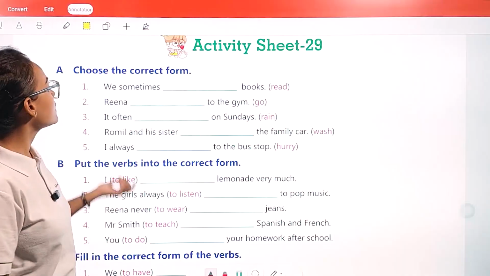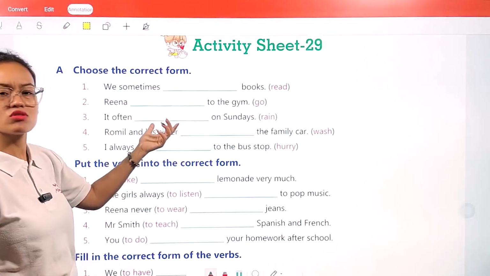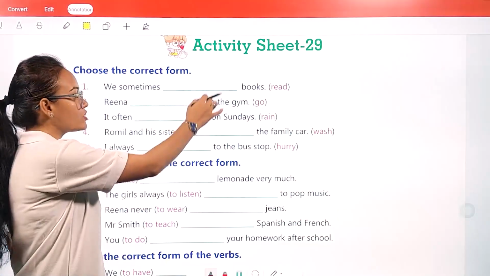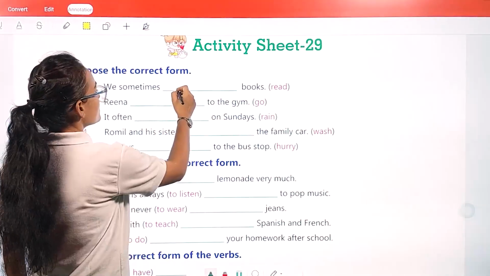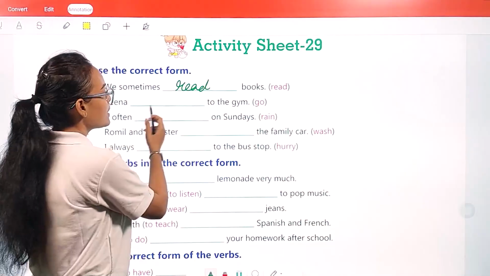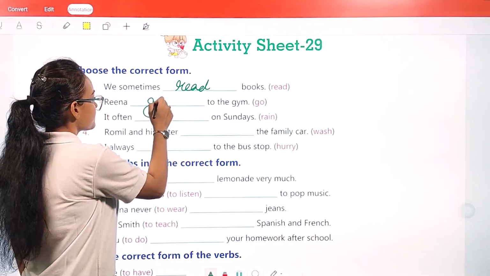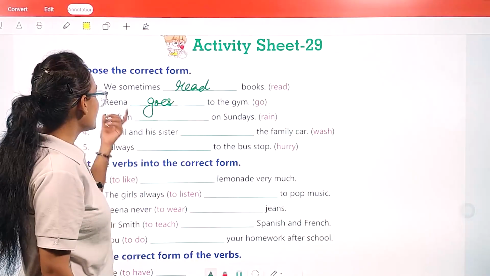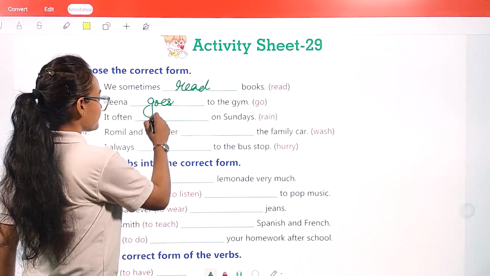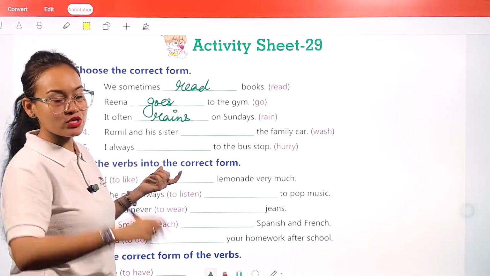Example, you can see, we sometimes dash books. We say sometimes reading books? No, we sometimes read books. So this word read I am going to write as it is here: we sometimes read books. Reena dash to the gym. Reena goes to the gym. Then, it often dash on Sunday. It often rains on Sunday. Rest of the 4 and 5 you are going to do on your own.